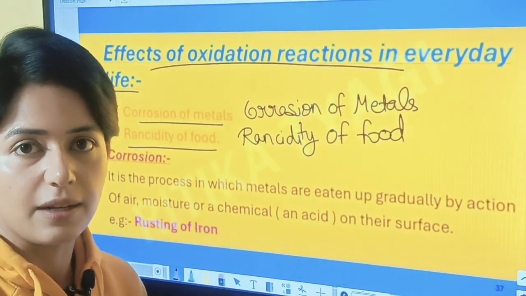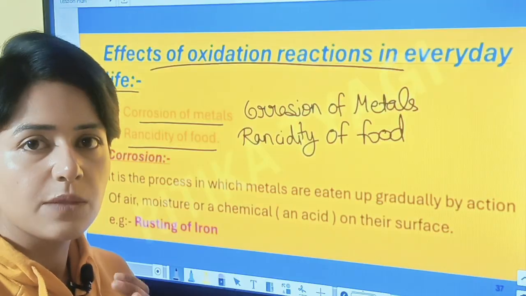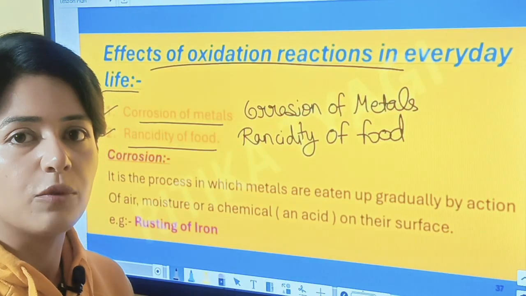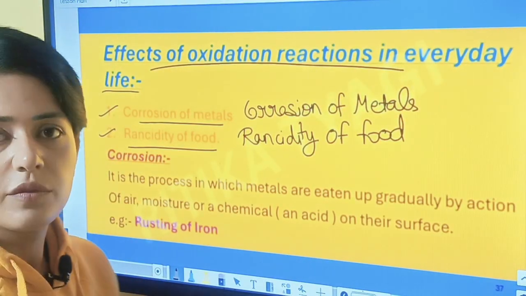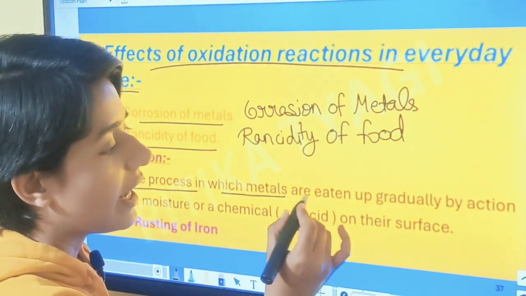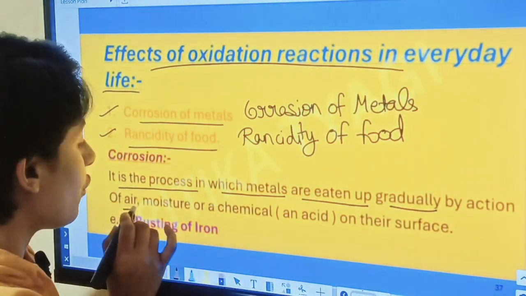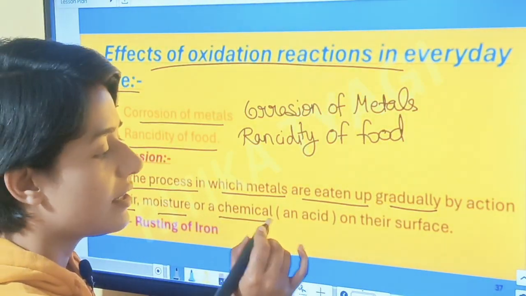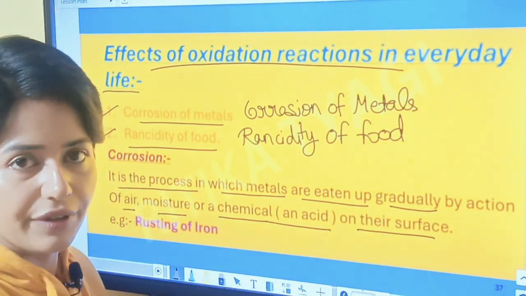Rancidity means विकृत गंधिता, means food gets spoiled, food का खराब हो जाना. Corrosion. First, what is corrosion? It is the process in which metals are eaten up gradually by the action of air, moisture or a chemical such as acid on their surface.